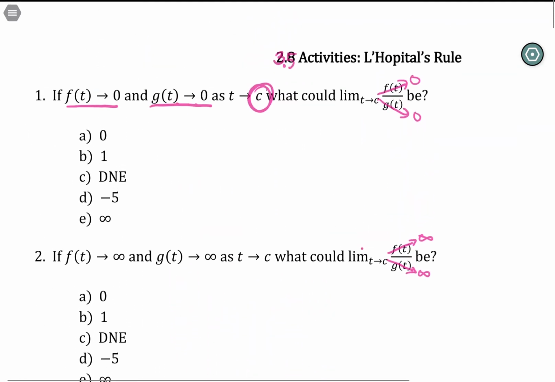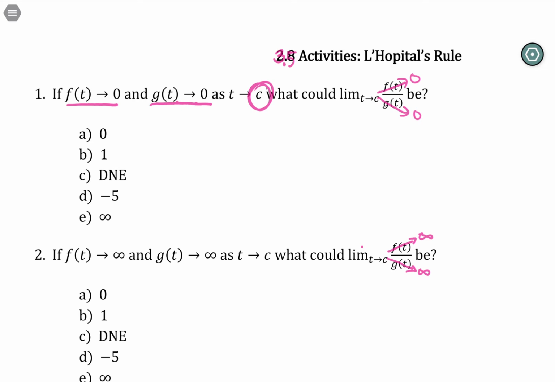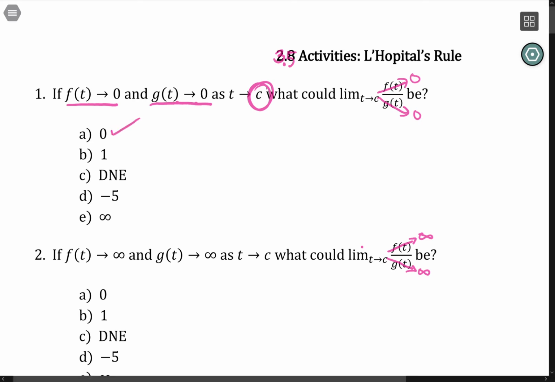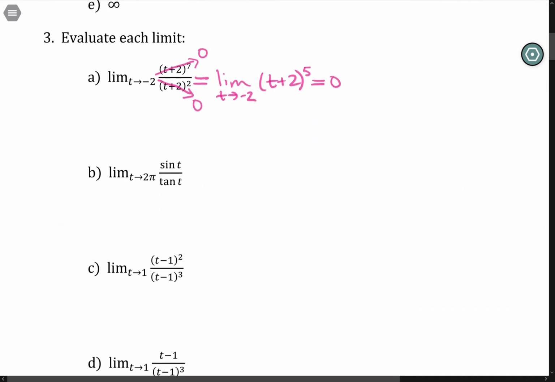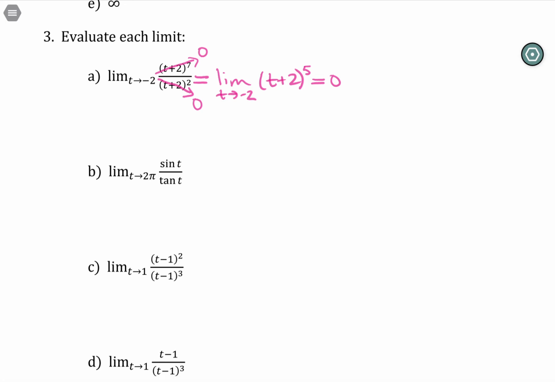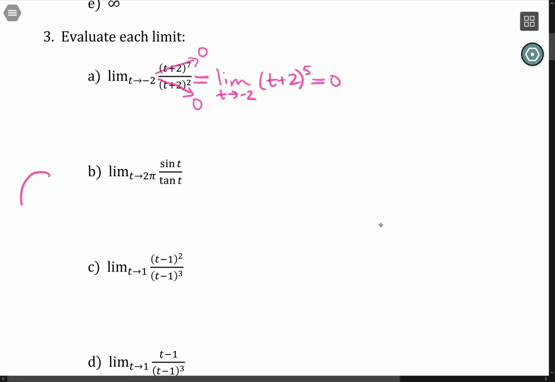So back here to question 1, what happens to your 0 over 0 limit? If you said it goes to 0, you are correct. Okay, let's look at another one. Sine t over tangent t as t goes to 2 pi.